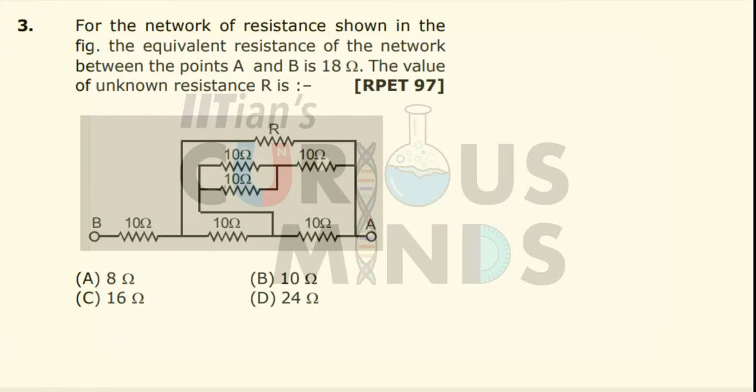For the network of resistance shown in the figure, the equivalent resistance of the network between A and B is 18 ohm. The value of the unknown resistance R is equal to. So over here we have to find out the unknown resistance R.